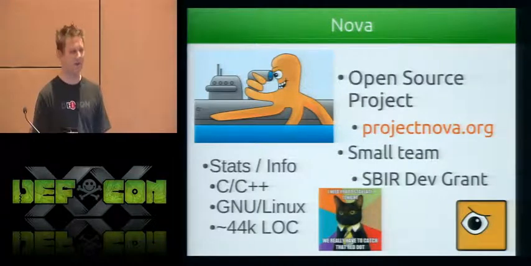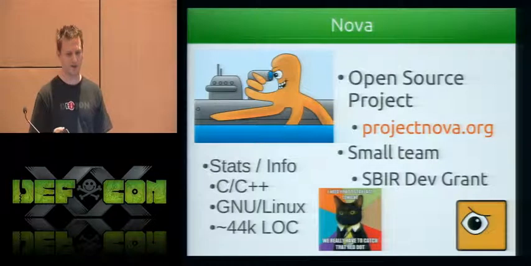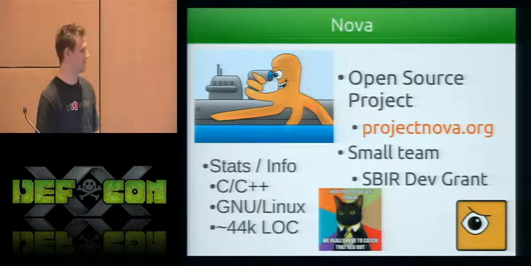So this is our free software tool that we have to do all the things we're going to be talking about. It's called Nova. We can get our source code and stuff at projectnova.org. I have some stats up here. It's written in C++.